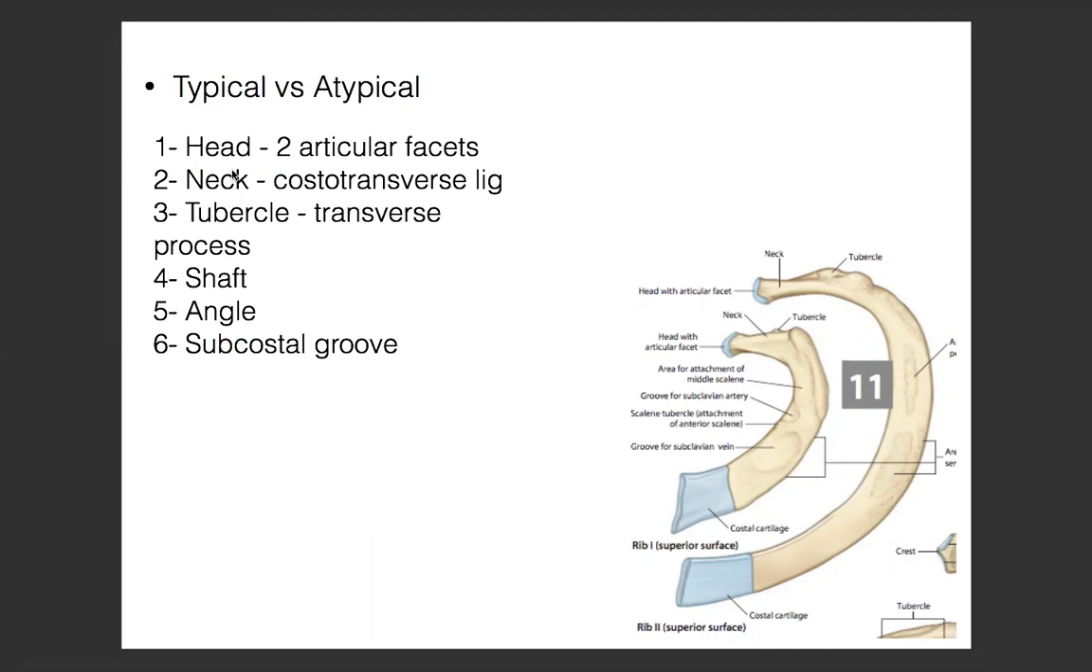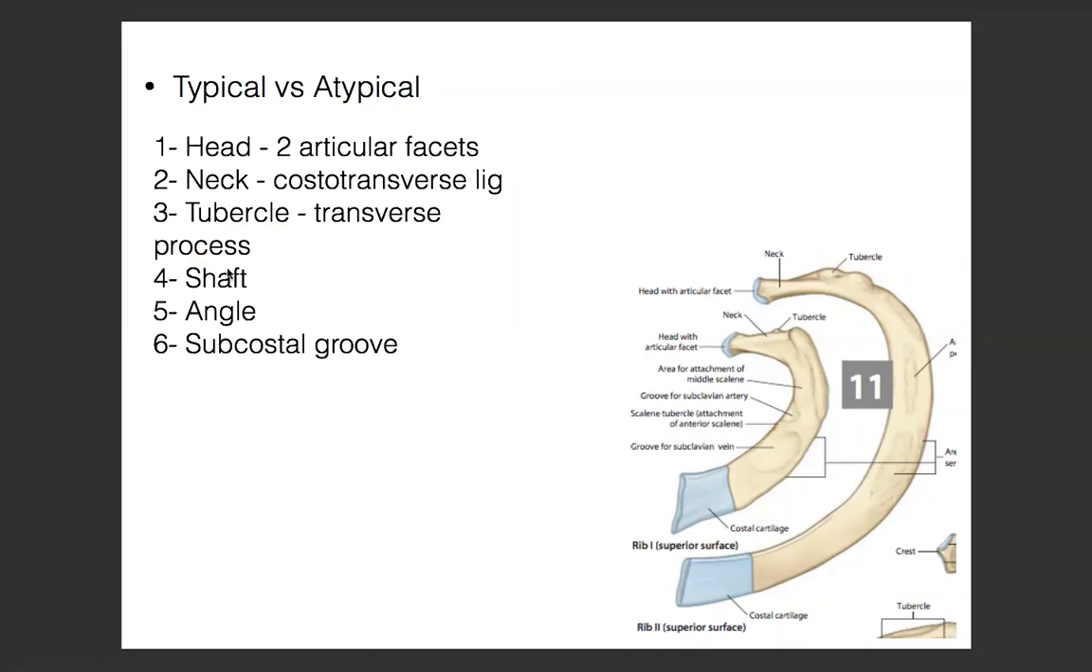So the 6 things are, it has to have a head with 2 articular facets. The head at the beginning has 2 facets, not one. It has a neck, and the neck should have a costotransverse ligament. The ligament isn't visible here, but usually it's just attached. They don't ask much about it. It should have a tubercle for the transverse process.